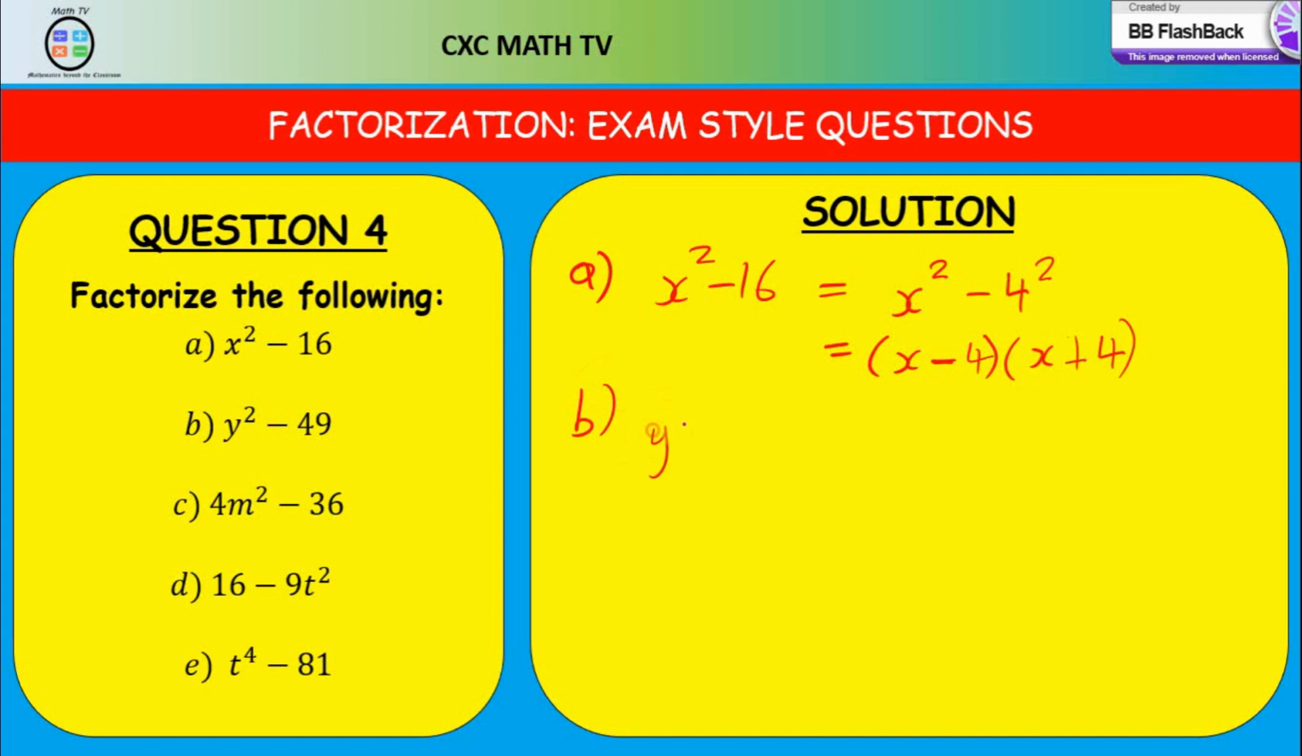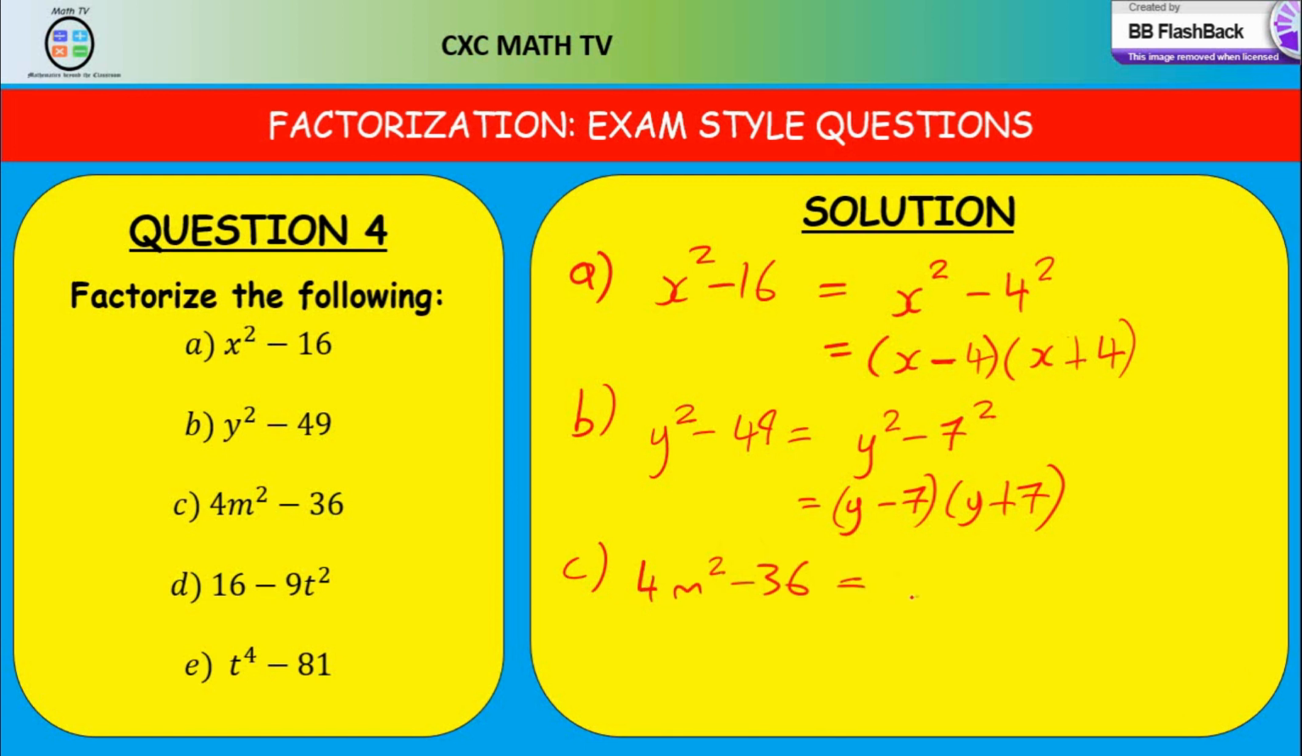Part B, y squared minus 49 is what? Y squared minus 7 squared. So that is (y minus 7) times (y plus 7). Done. Part C, 4m squared minus 36. 4m squared is 2m all squared, and 36 is 6 squared. So this is now your a, 2m, and 6 is your b. So that is (2m minus 6) times (2m plus 6). Easy.